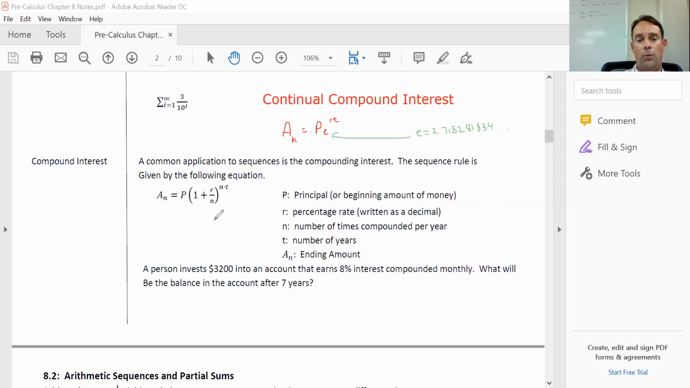Anyways, so we have this formula. P stands for the principal, or the beginning amount of money. R is the percentage rate written as a decimal. N is the number of times compounded per year. T is the number of years. A is the money you're going to have when you're all said and done.